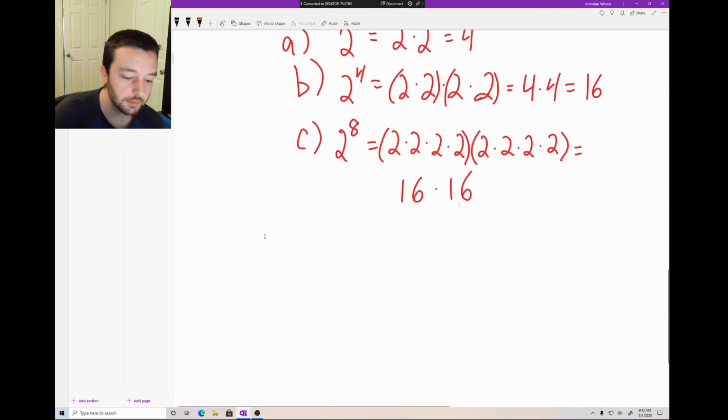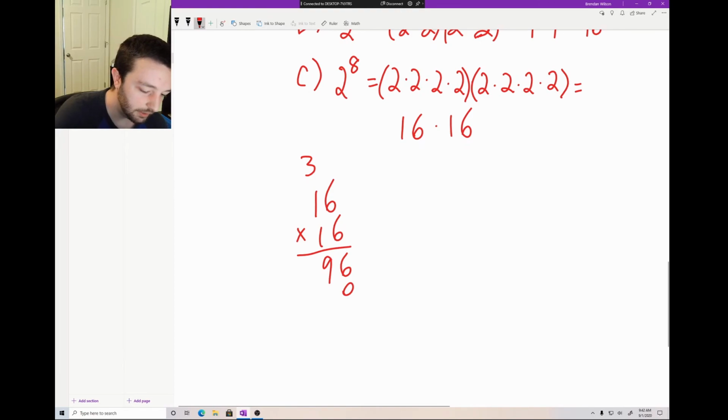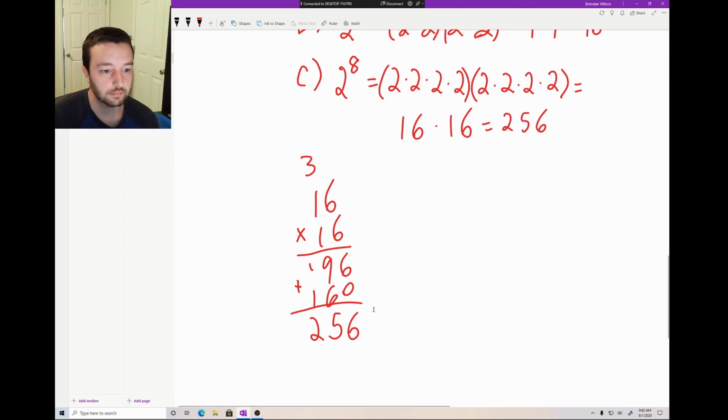Then we can just do the multiplication, right? You can do it by hand if you like. 6 times 6 is 36. 6 plus 3 is 9. Put a 0 down here. 1 times 6 is 6. 1 times 1 is 1. Add them together, and we get 256. Or at this point, you can just use a calculator also.